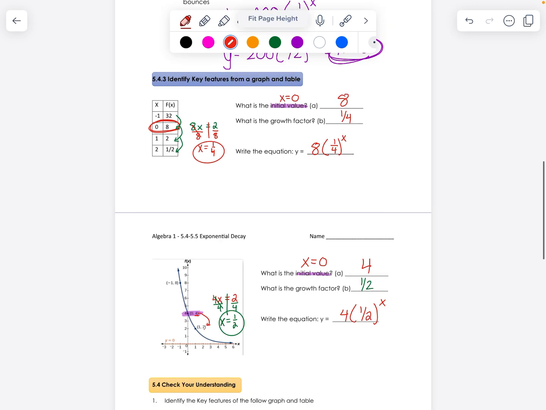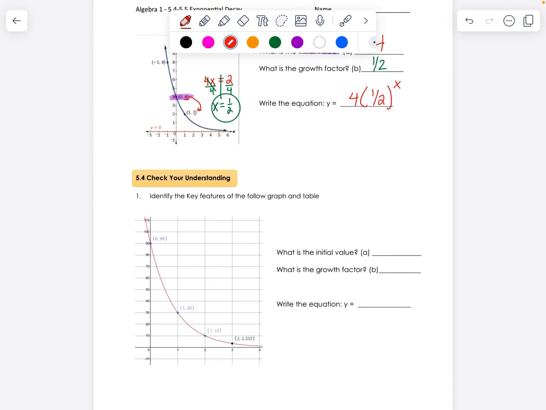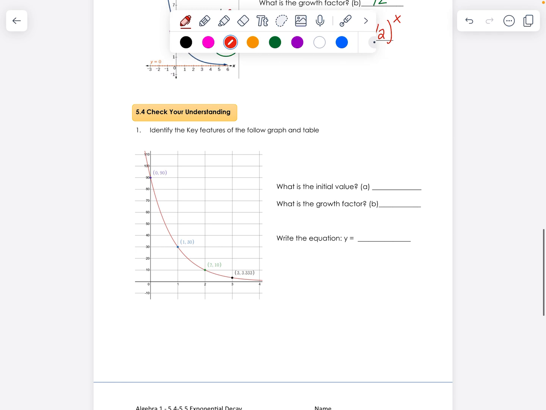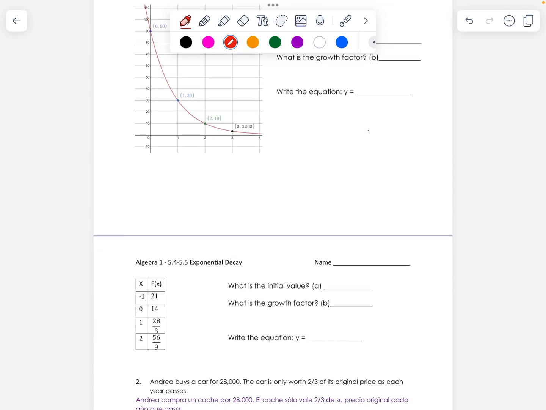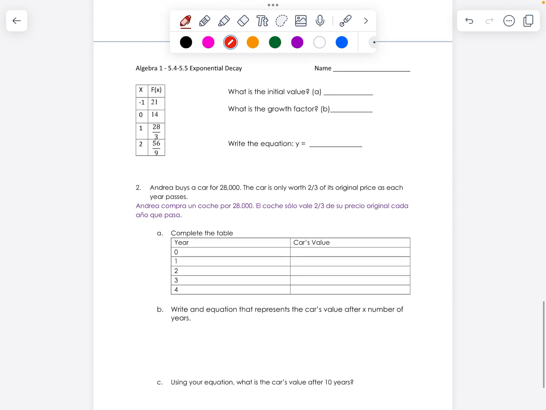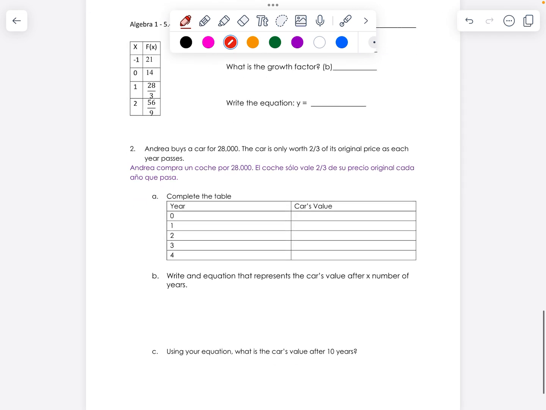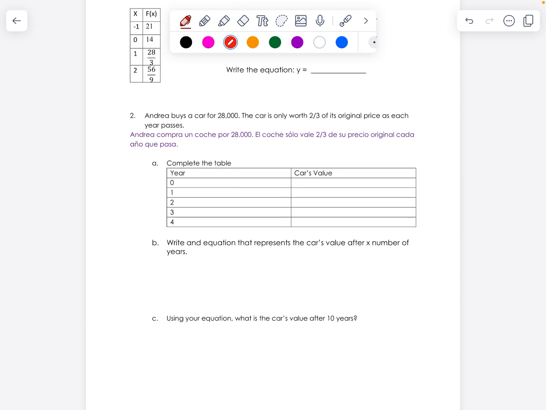We're just looking at functions that decrease over time instead of increase. So for your check your understanding, you're going to do the same thing from a graph in a table, identifying key features. And then you have one modeling word problem where you're going to fill out the table, write an equation, and then use that to find another value. If you have any questions, let me know.